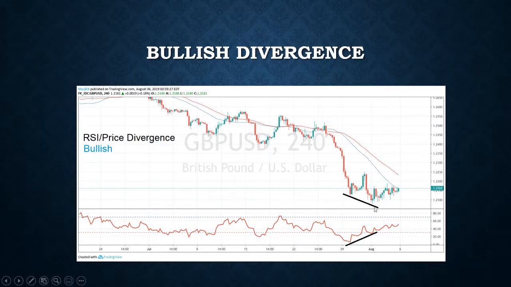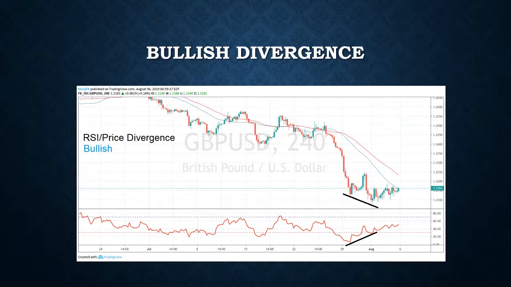Look at the direction of the price for this specific area and the direction of the RSI for the same area. We have a bottom here, a bottom here. The bottoms on the RSI are rising. The bottoms on the price are falling. And this is one of the strongest strength indications.